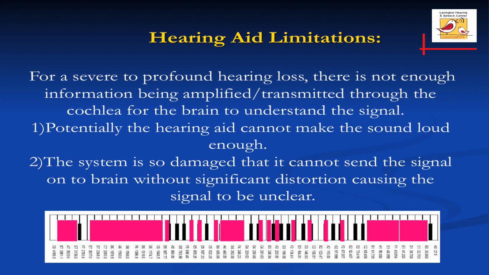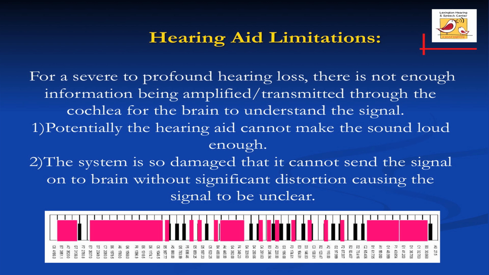But the hearing aid definitely has limitations. For a severe or profound hearing loss, there's not enough information being amplified or transmitted through the cochlea to the nerve to understand the signal. So the potential difference is that potentially the hearing aid cannot make sound loud enough. If it's a very soft S sound, it takes a lot of power to make it audible to an ear that has severe damage to it, and it may be impossible.